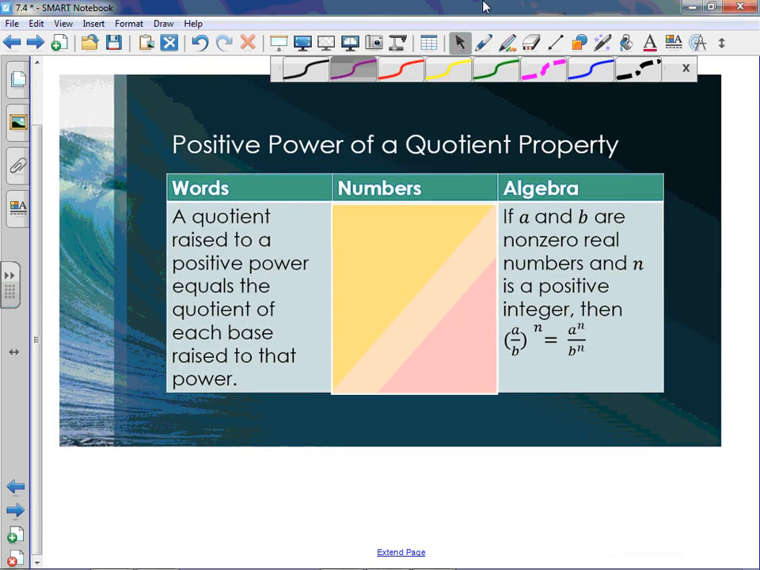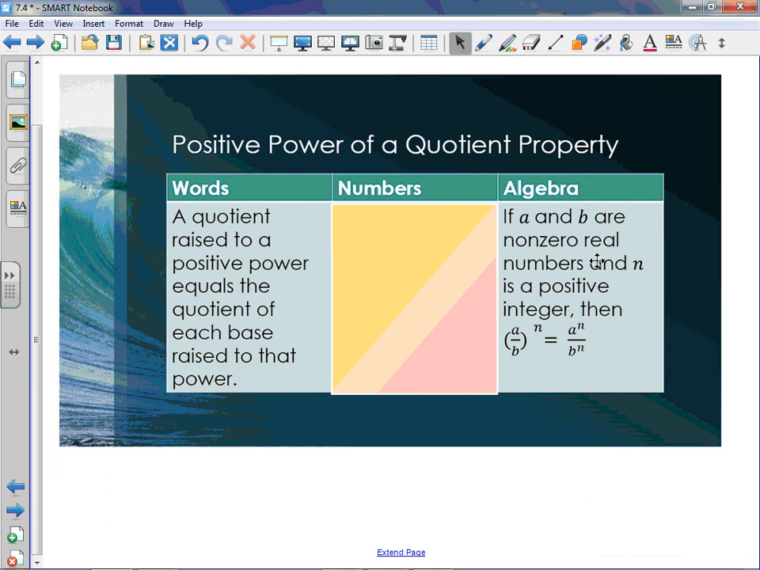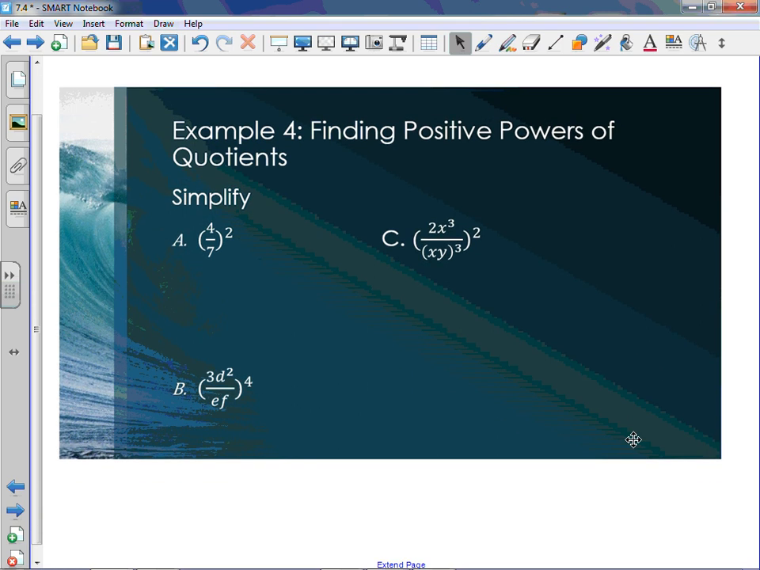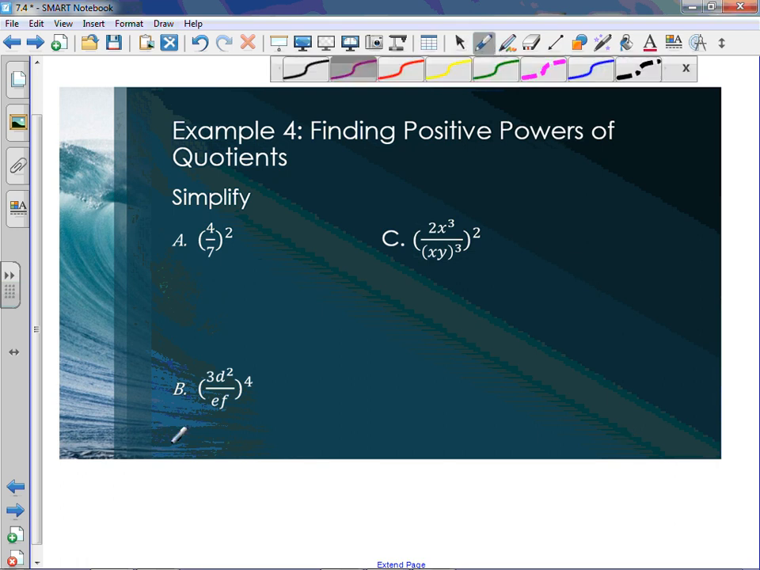All right. So please write down the next rule over by the algebra section. All right, so we are going to basically distribute the exponent again. Nothing super new. So for A, the squared goes to the 4 and the 7, so that leaves us with 4 squared is 16, 7 squared is 49.